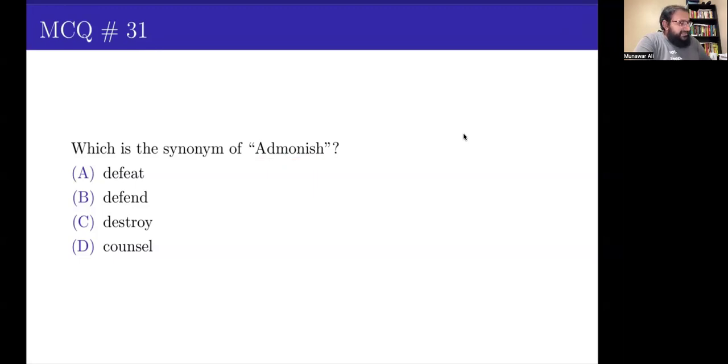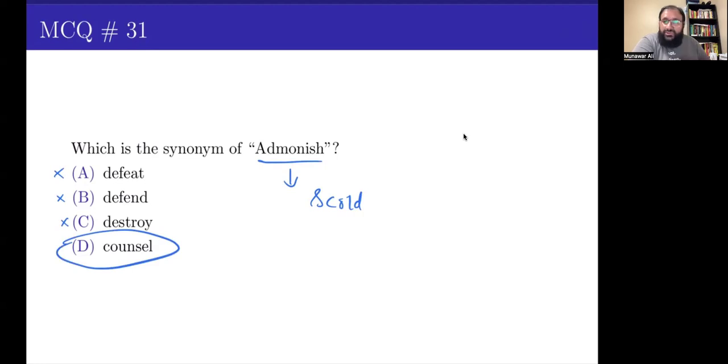So basically admonish means like there are multiple meanings in a positive and negative sense as well. Means like to scold someone, to advise someone, to suggest someone, maybe in a harsh way or not in a harsh way. So obviously, if we look at all these words, defeat is not a synonym, defend is not a synonym, destroy is not a synonym. So the synonym is the word counsel. It means you're going to counsel someone, maybe in a harsh way, so you're scolding, or not. It depends.